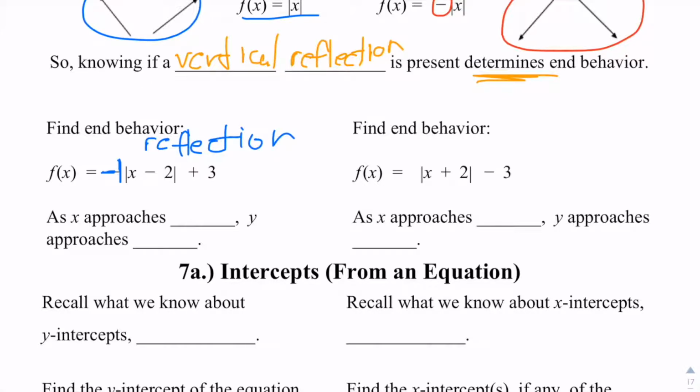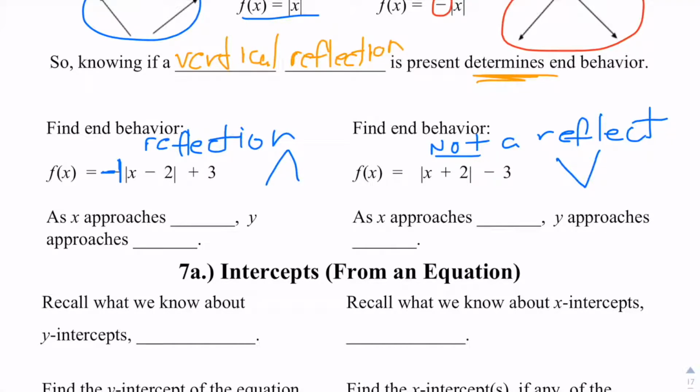And there's no negative here, so this one is not a reflection. And how I remember that and keep that straight is no negative, not a reflection. Yes, then you have a reflection. So we know if you have a reflection, our graph is going to look kind of like that. And if you don't have a reflection, our graph is going to look kind of like that.